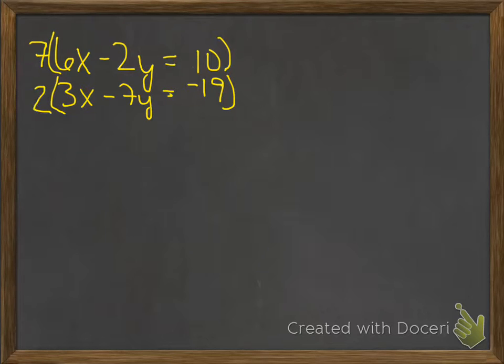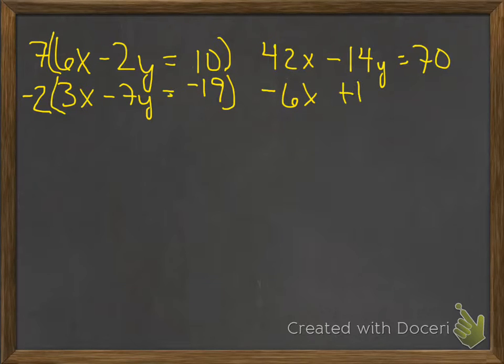Usually, for some reason, I get rid of the y's in elimination, but I don't know. It's just something I do. But again, since they're the same sign, one of them has to multiply by a negative. So that way, I'll make sure I have different signs. So 7 times 6 is 42x. 7 times negative 2 is negative 14y. 7 times 10 is 70. Negative 2 times 3 is negative 6x. Negative 2 times negative 7 is positive 14y. And negative 2 times 19 is positive 38.